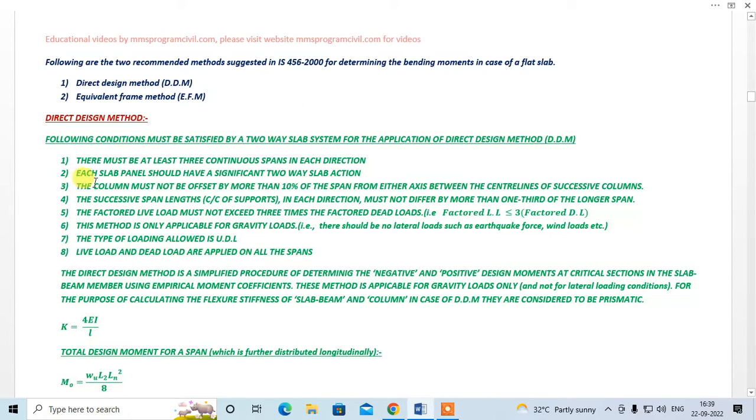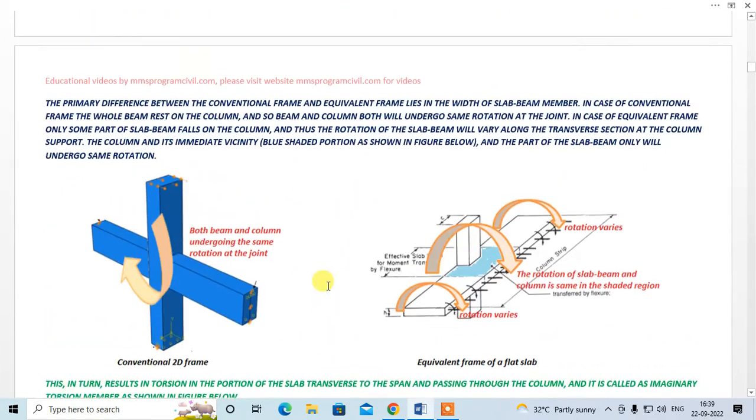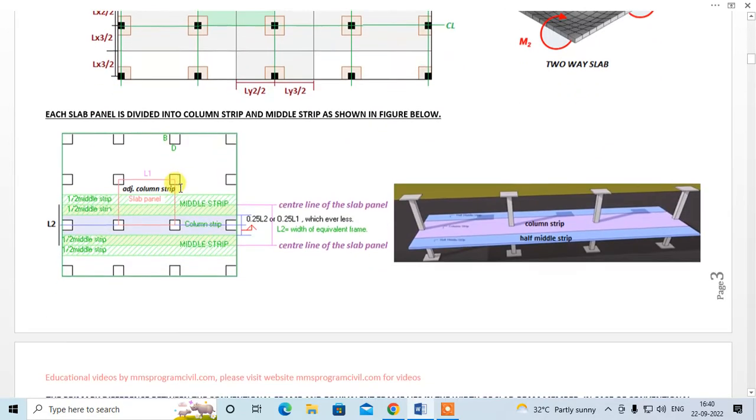Next, the column must not be offset by more than 10% of the span from either axis between the center lines of successive columns. Usually in practical field, the center lines of the columns in both directions are kept the same, right? You can see the center lines are kept the same. But if you want to offset the column, then it should not be more than 10% of the span, right?